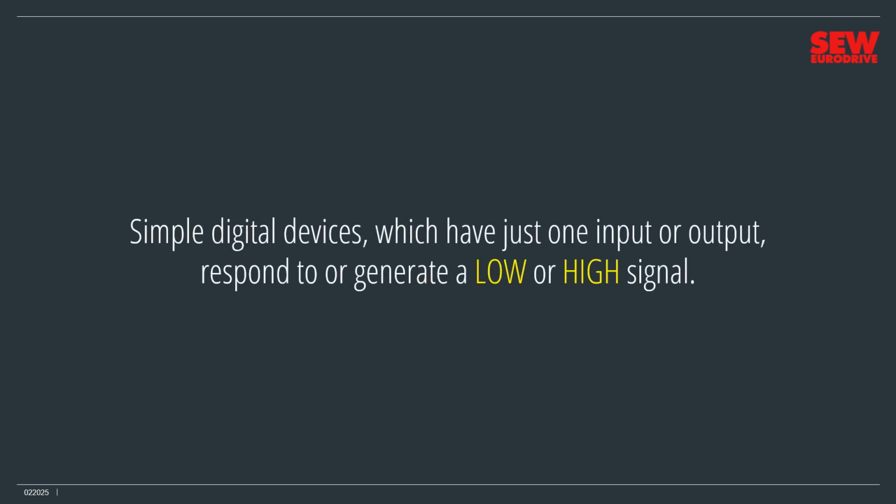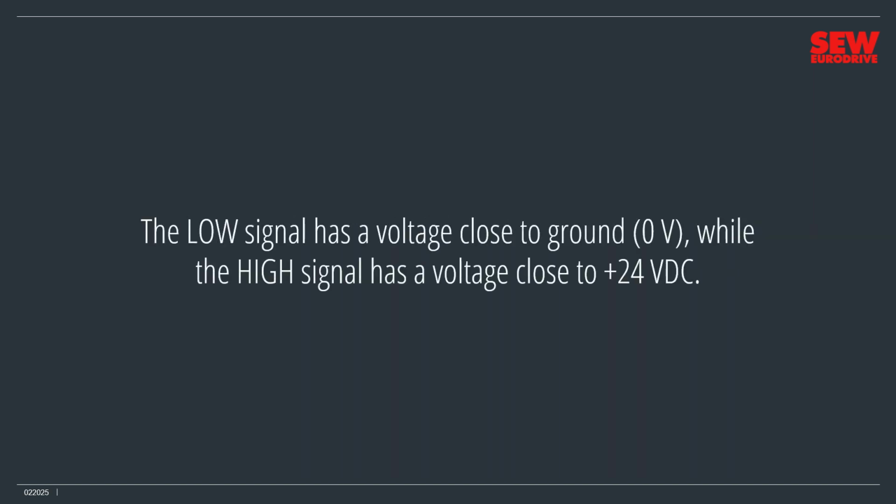I think you have the big picture. Now let's look at a few more details. Simple digital devices, which have just one input or output, respond to or generate a low or high signal. The low signal has a voltage close to ground, 0 volts in other words, while the high signal has a voltage close to positive 24 volts DC. These voltages don't have to be dead on, but they need to be reasonably close to these values if the device is to work properly.